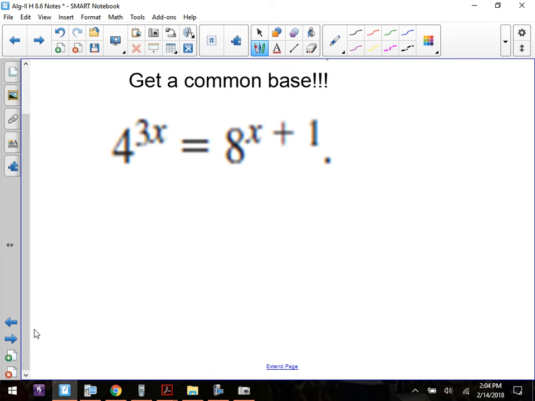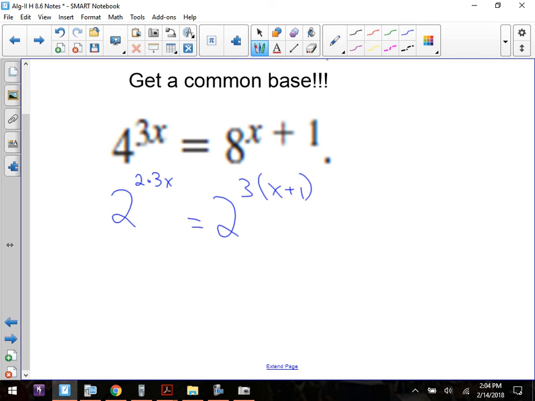So in order to do that, what base can I rewrite 4 and 8 into? 2. 4 written as base 2 would be 2 squared. So this is 2 squared to the 3x. This is 2 cubed to the x plus 1. You okay with that? Now, here's a shortcut. Are those the same bases? Okay, that means they just fall.